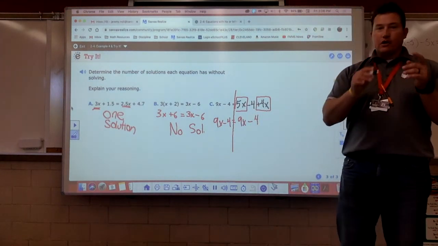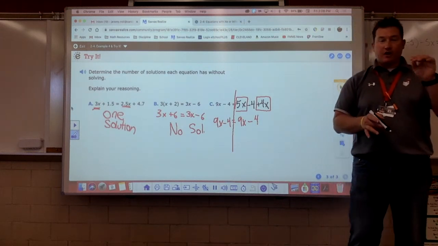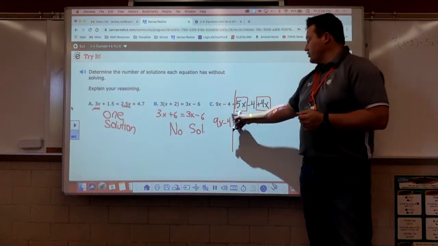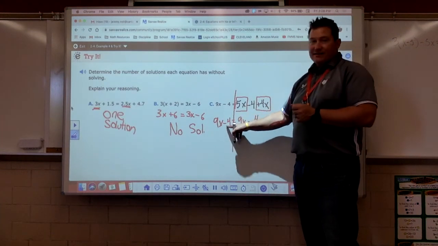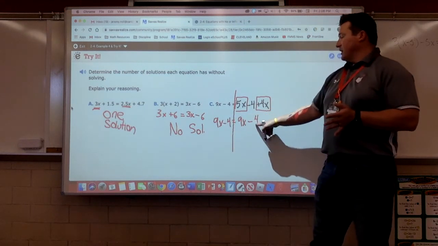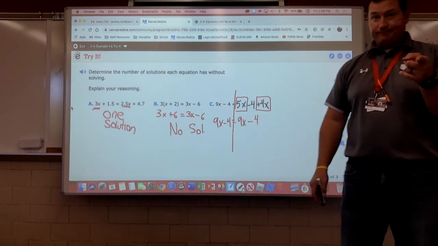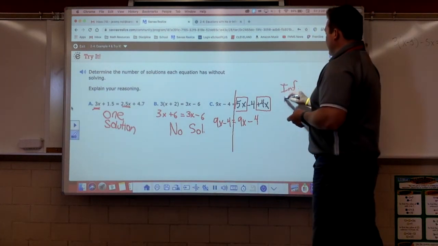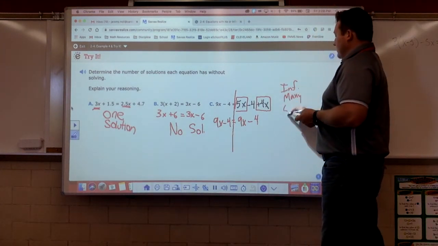Okay? Look at your coefficients in your variable terms. Are they identical? Yes, they are. So look at your numbers now. And you've got to make sure you pay attention to the signs here. So negative 4 equals negative 4. Is that true? This is true, guys. This is an infinitely many solutions.